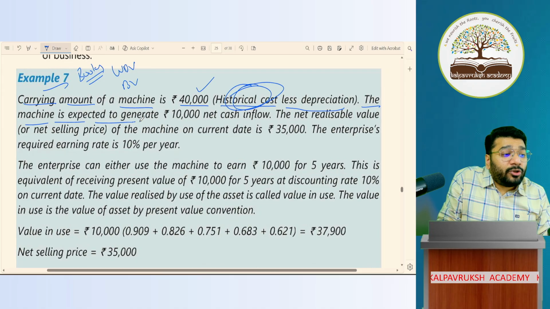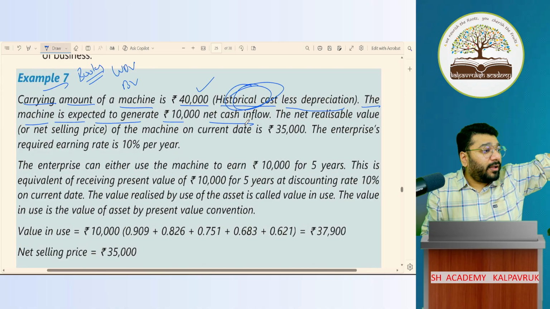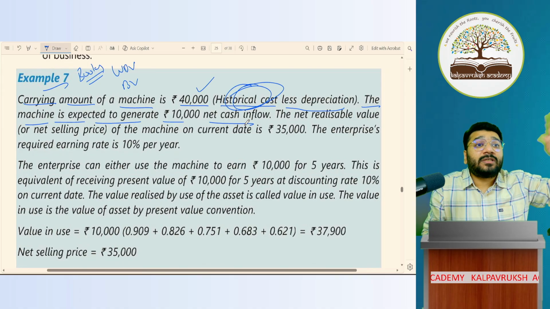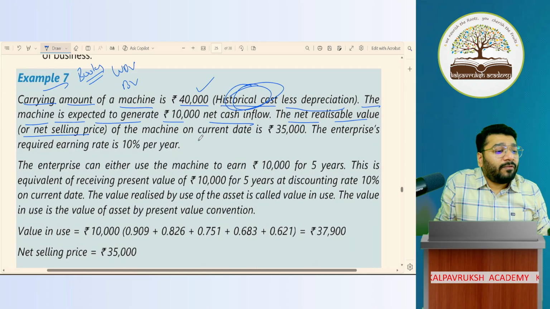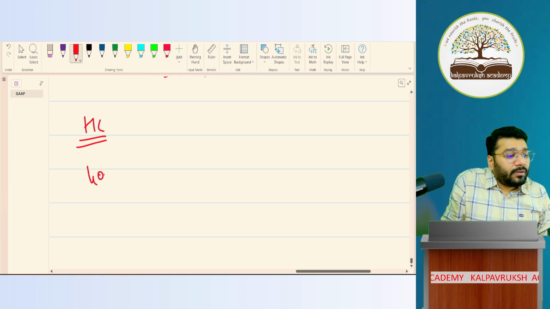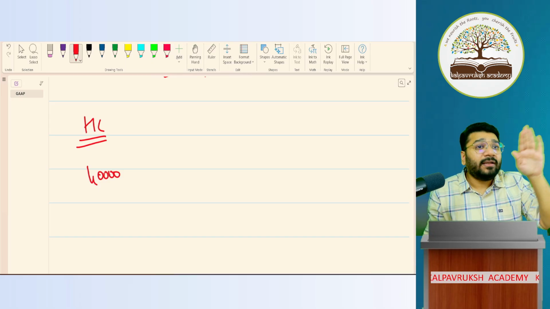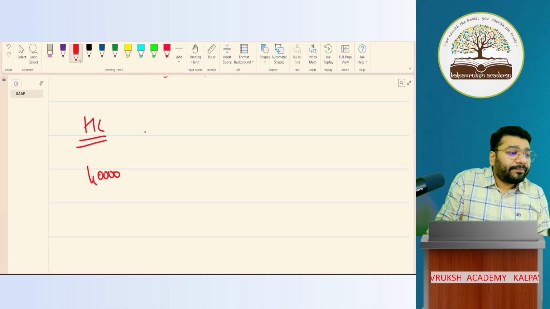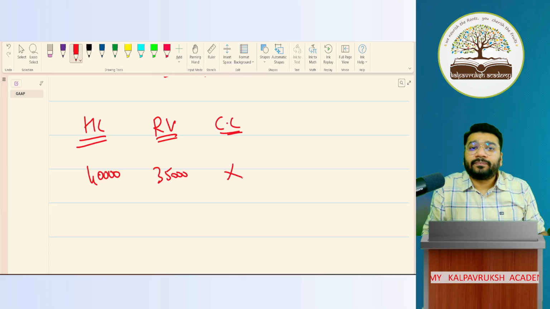The machine is expected to generate 10,000 as net cash inflow. If I use the machine in future, every year how much money will I earn? 10,000 rupees. The net realizable value of the machine on the current date is 35,000. So can you please tell me what is historical cost? Historical cost is 40,000, which is carrying after depreciation. As on today, the historical cost is how much? 40,000. What is the realizable value? 35,000. Current cost is not given in this question.